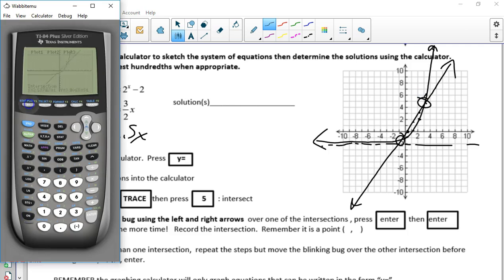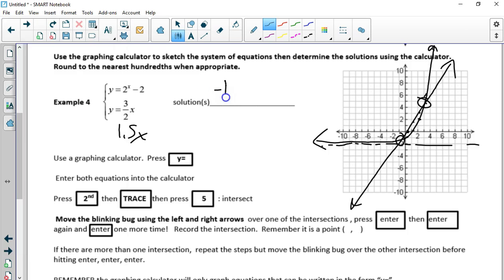So we're going to put both of these into y equals. We're going to add the second one. And then we're going to hit second calculate, which is trace. We're going to calculate it. And we're going to go to number 5 for the intersect. And you're just going to move this little bubble down near it and hit enter 3 times. And there's our first point, -1, -1.5.